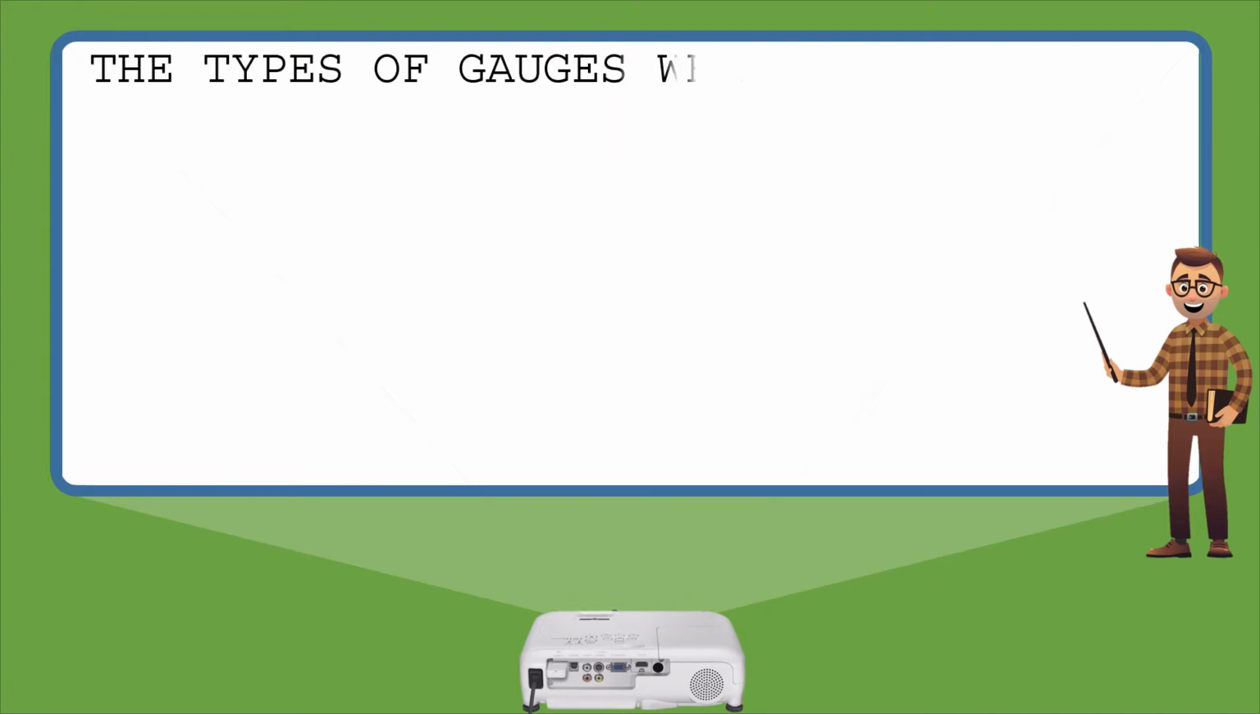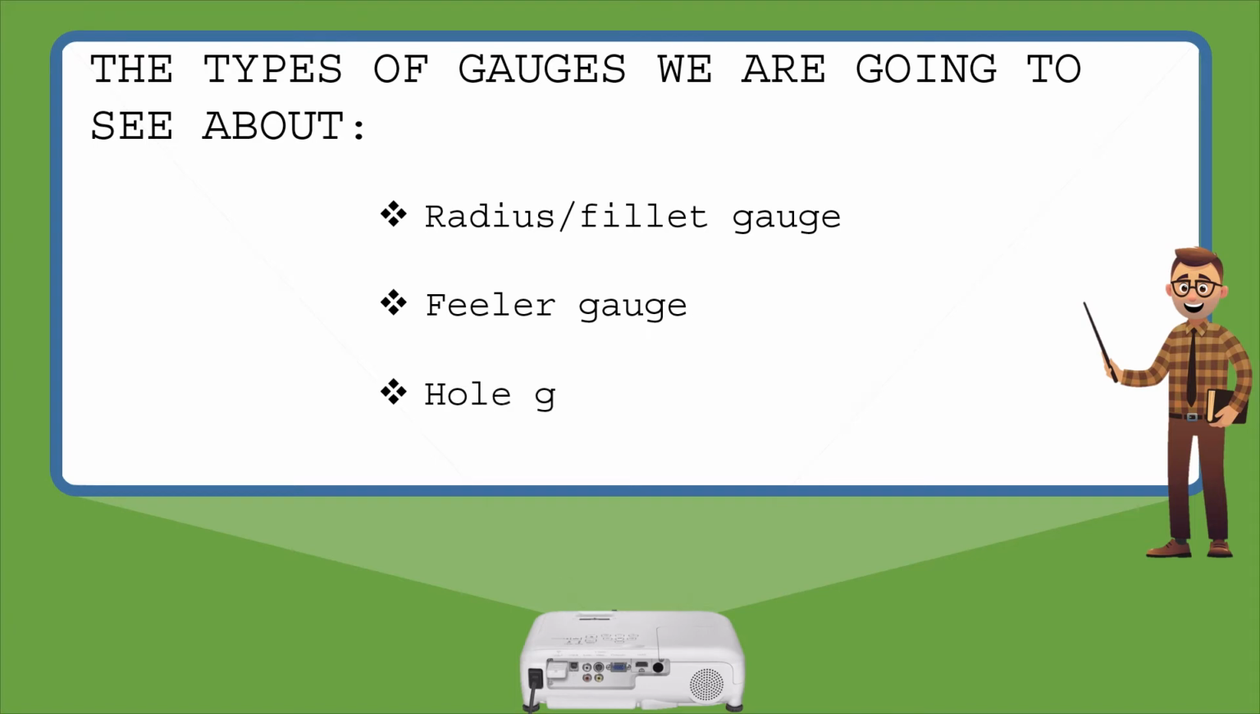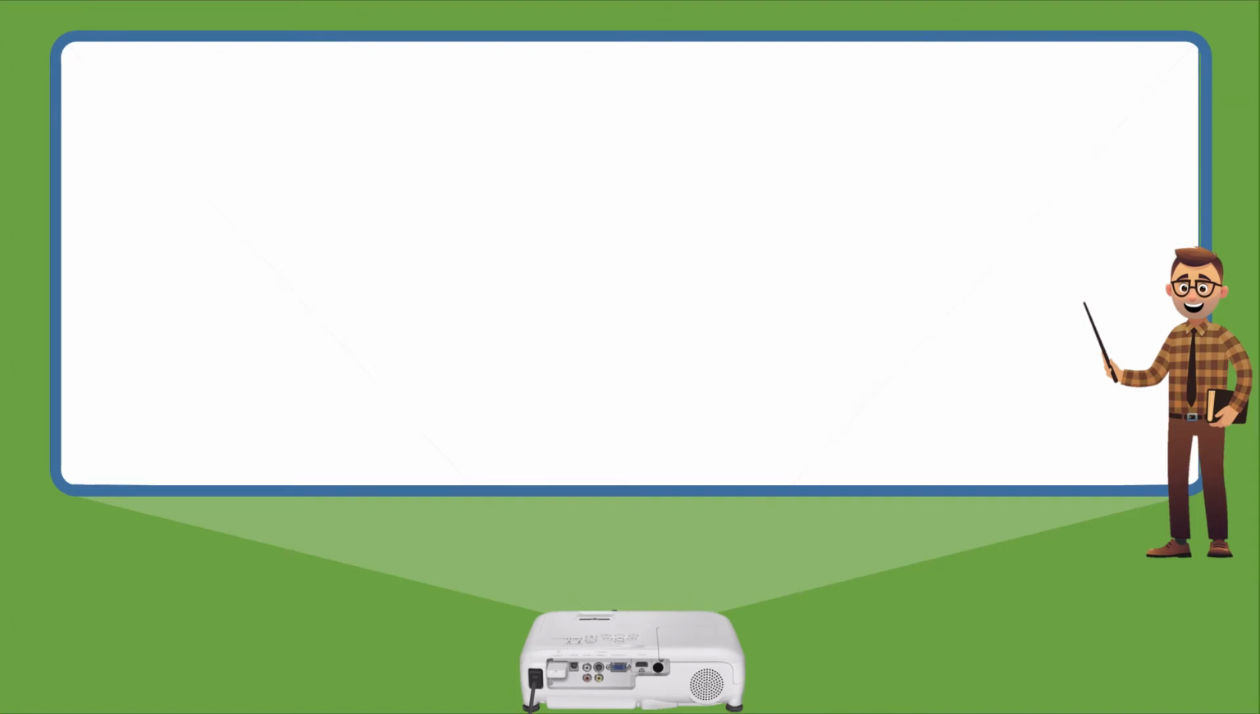There are many types of gauges, but here, we are going to see about 3 types only. The first one is radius and fillet gauge. The second one is feeler gauge. And the third one is hole gauge. Now, see the types, one by one.